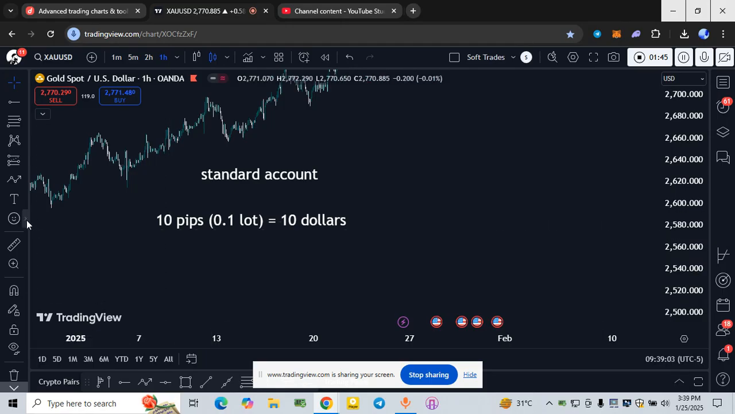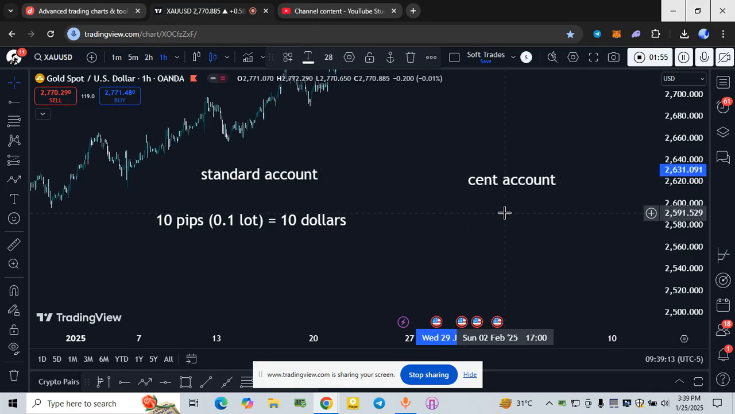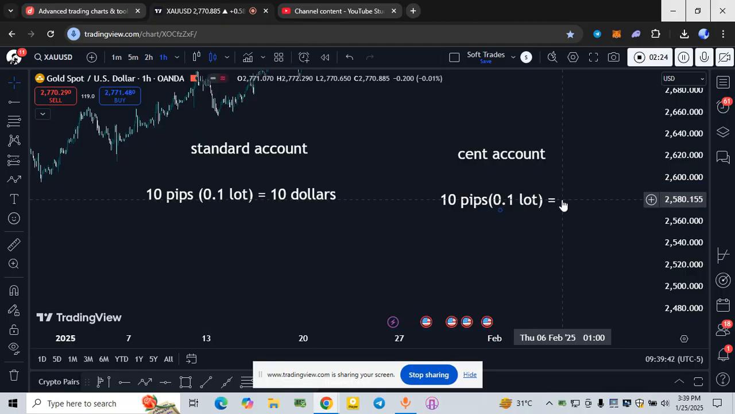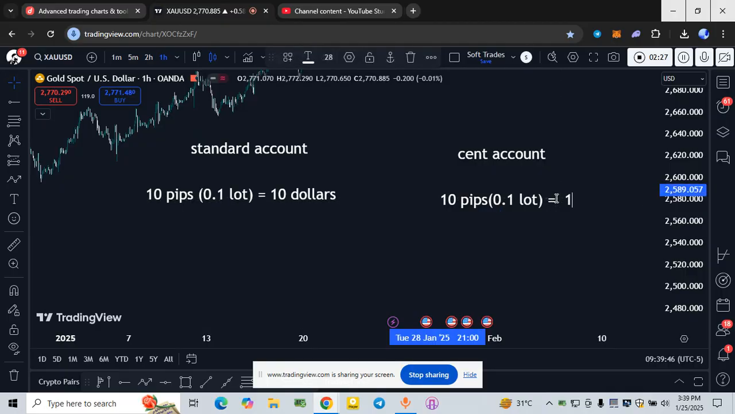Now, what a cent account does is this. On a cent account, when you use the same 0.1 lot size, right, 0.1 lot size is equal to 10 USC.